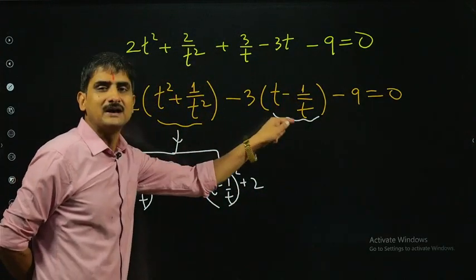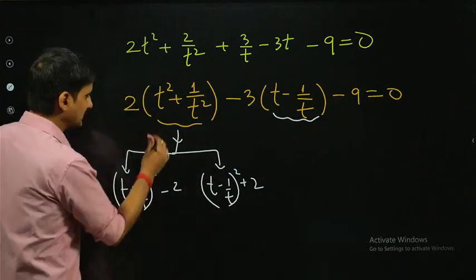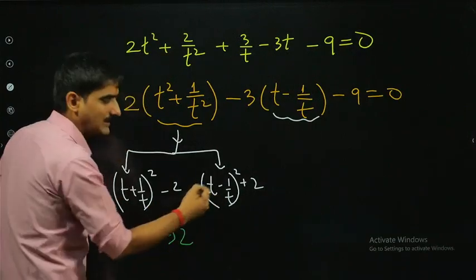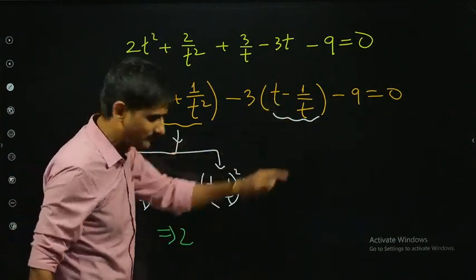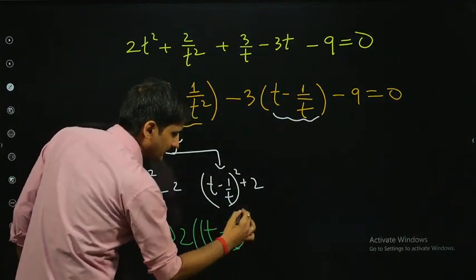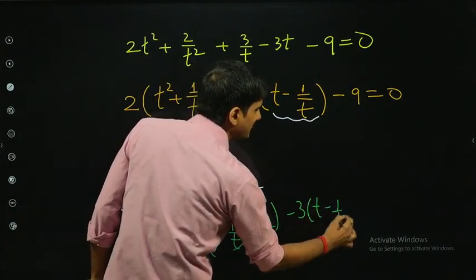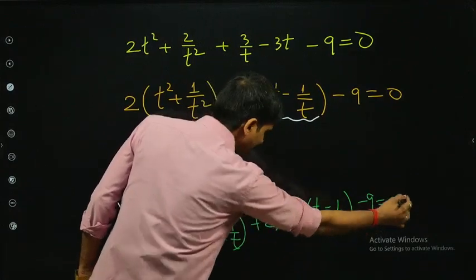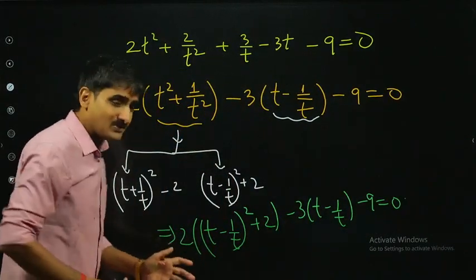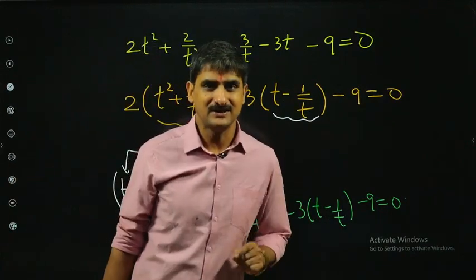will be decided by this term here. Okay, so now of course we will be writing it in terms of t minus 1 by t whole square, because that's the term we have here. So 2 times (t minus 1 by t) whole square plus 2 minus 3 times (t minus 1 by t) minus 9 equal to 0. So now what? We got a quadratic in terms of t minus 1 by t.